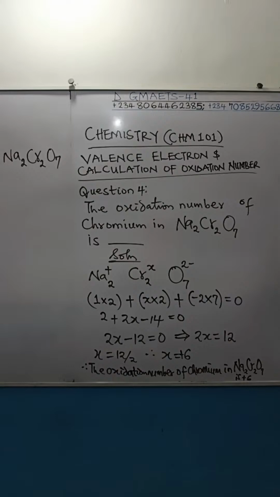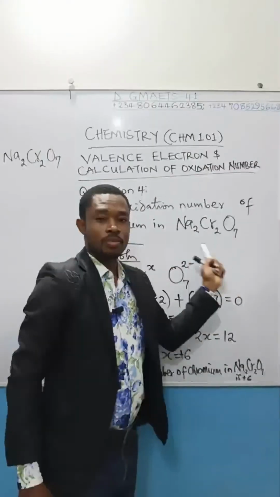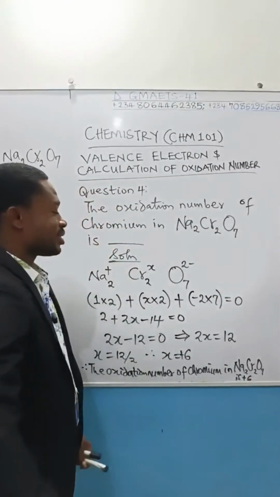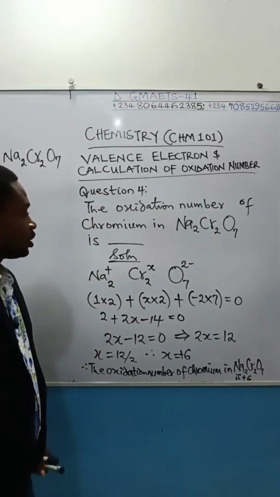Seems like the network interrupted. So I just tried to boost it. We are done with this question number 4. So the oxidation number of chromium in this compound is 6. Let us move on.